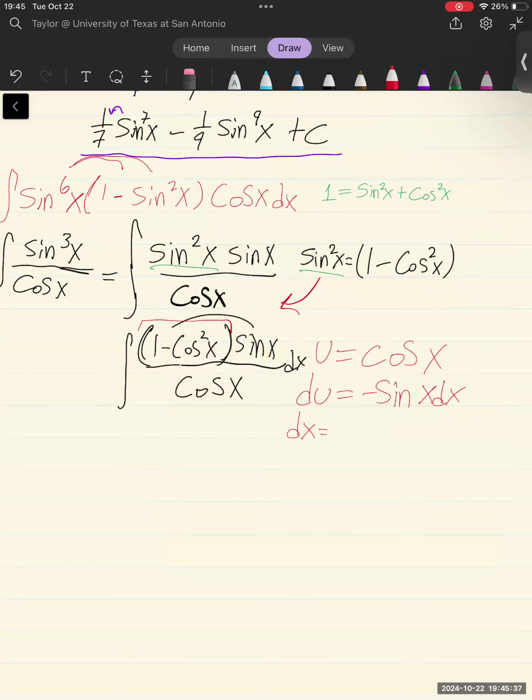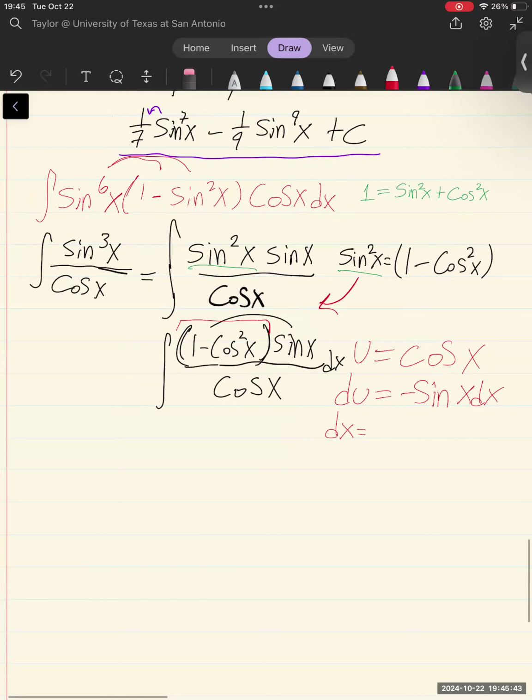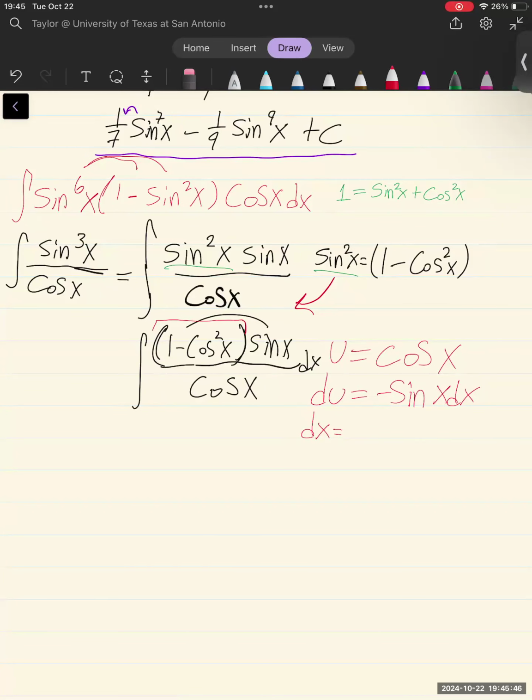Mr. Taylor, we can use the other way as well if we don't want to deal with the negative, right? Instead of making it cosine u, can we make it sine? No. What you'll see is about to happen right here. So dx equals du over negative sine x. When I substitute in dx here, the sines cancel, leaving me with just the negative sign here. So now my integral becomes 1 minus u squared over u, right?